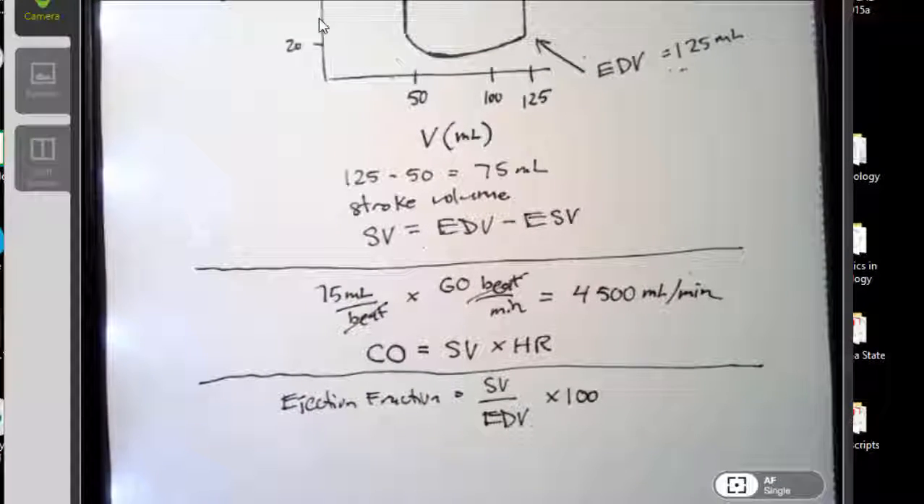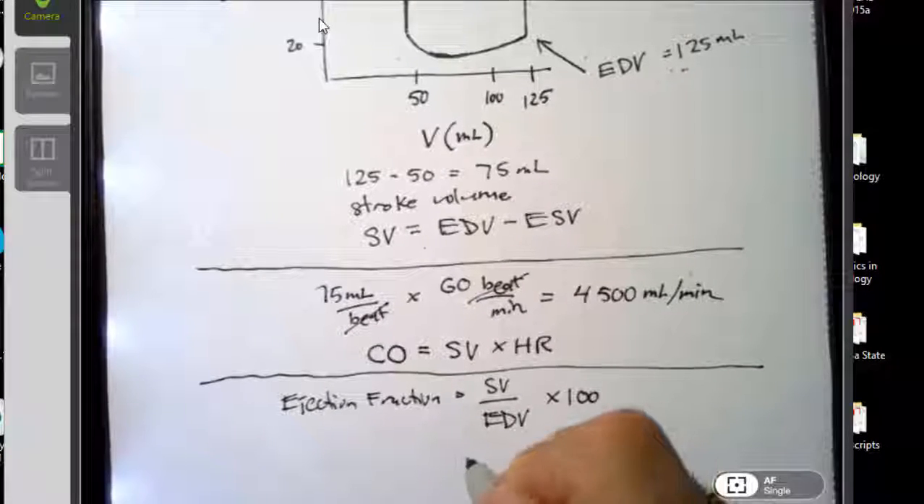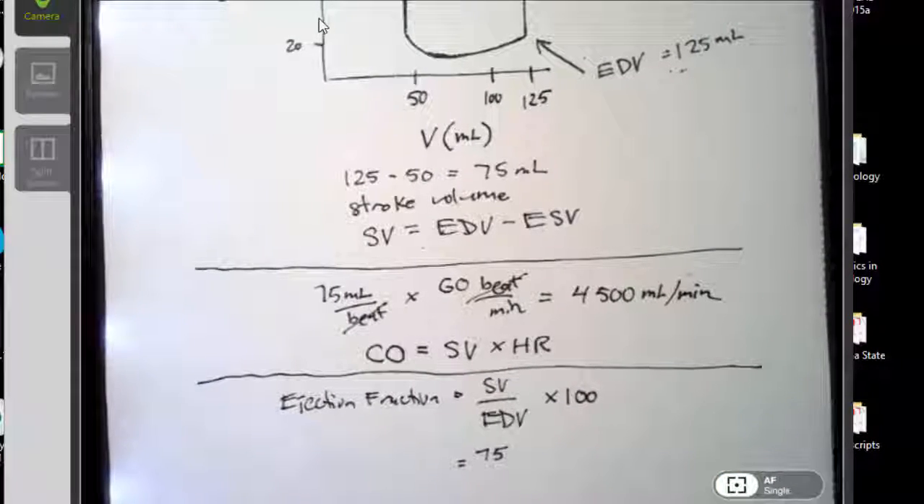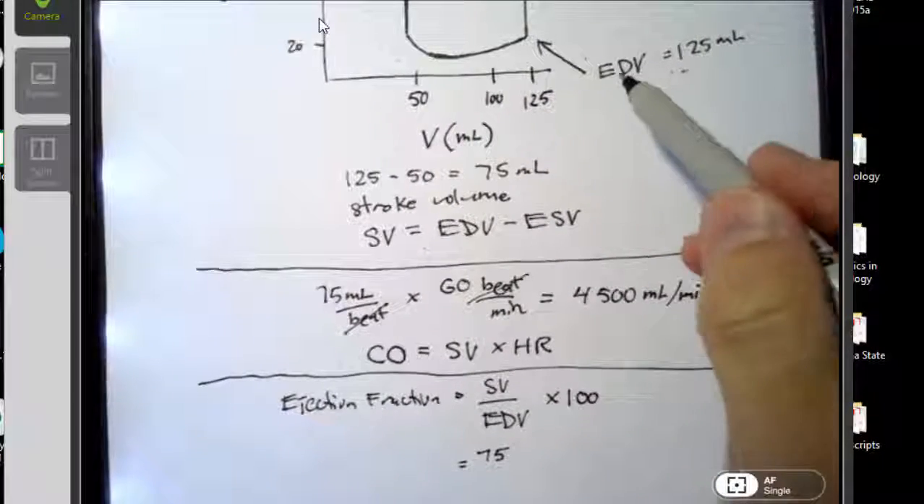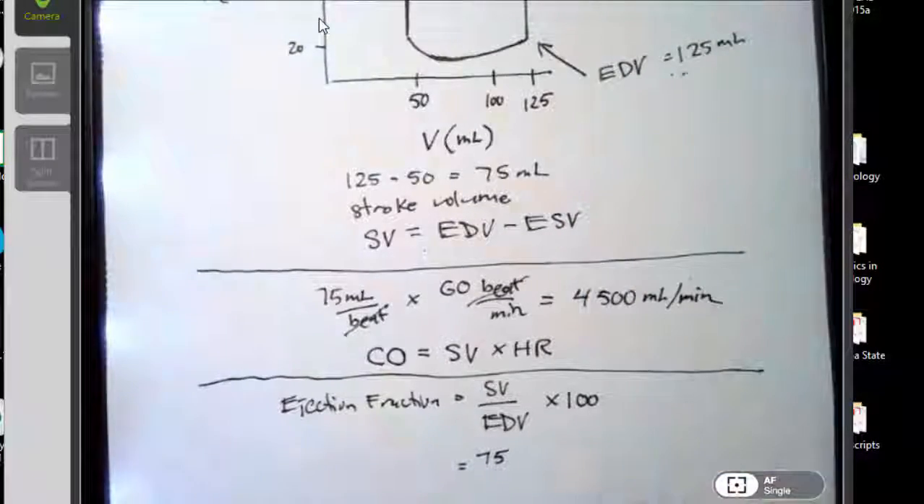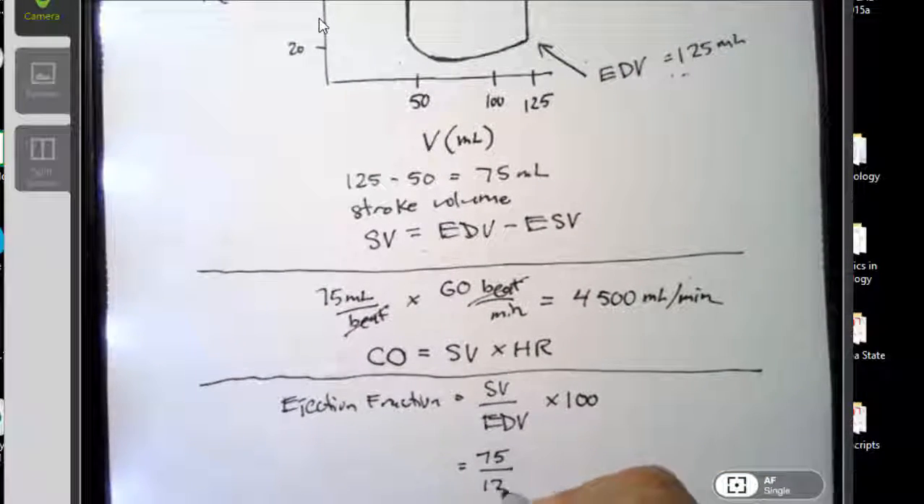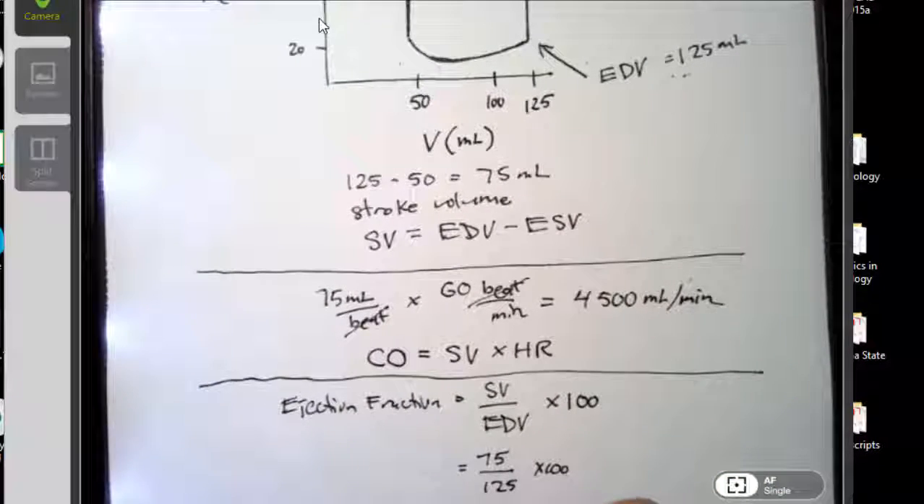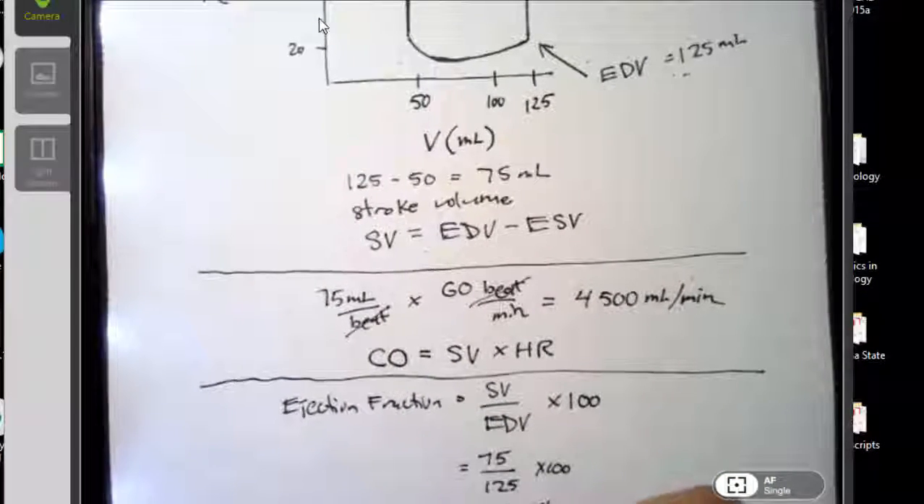Well, let's look at our diagram. We have a stroke volume, which we figured out already, as 75 milliliters. So in this particular case, we'd say 75, and our end diastolic volume we can get from here. It's 125, multiplied by 100. So this turns out to be 0.6 multiplied by 100.